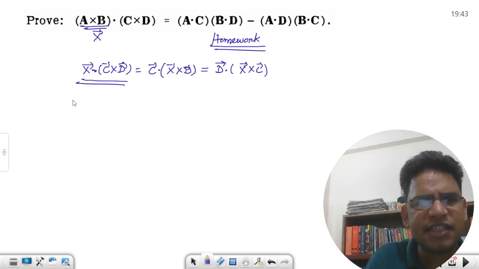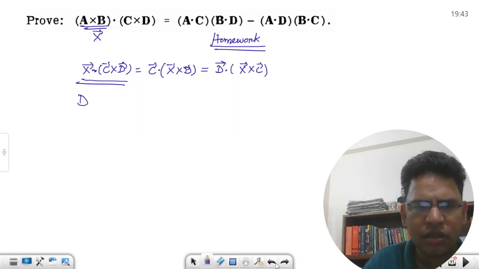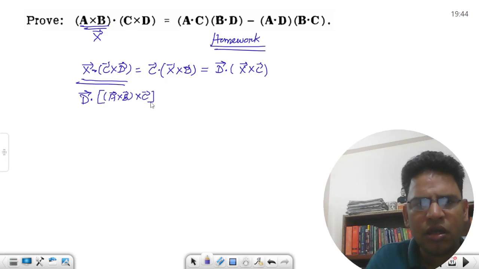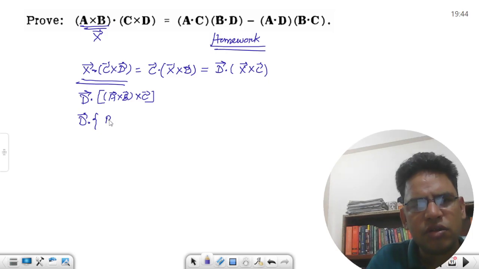So essentially this is same as d dot, okay, if you could find out the answer, d dot a cross b vector cross c vector. And now this is d dot. ध्यान से समझना, ये हो जाएगा b a dot c minus a b dot c.